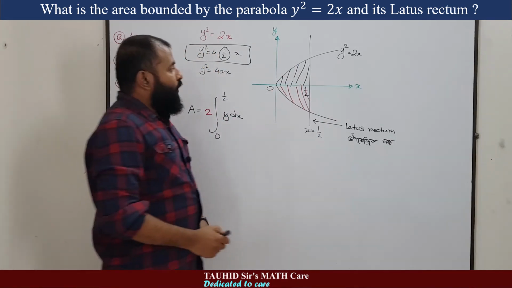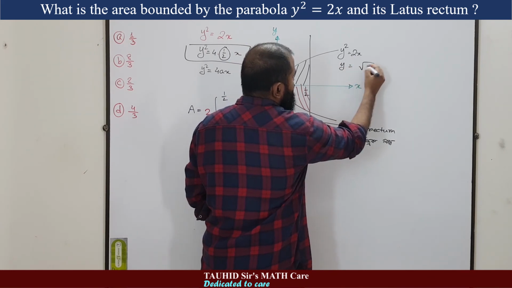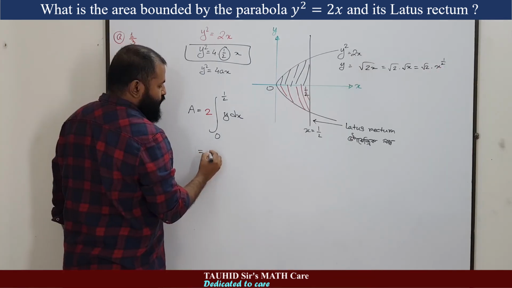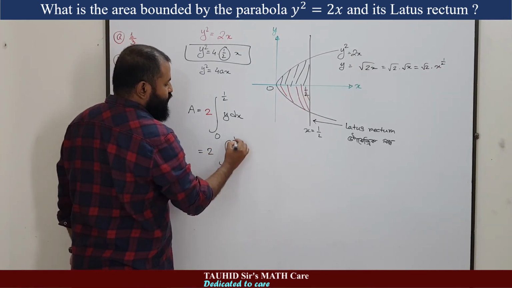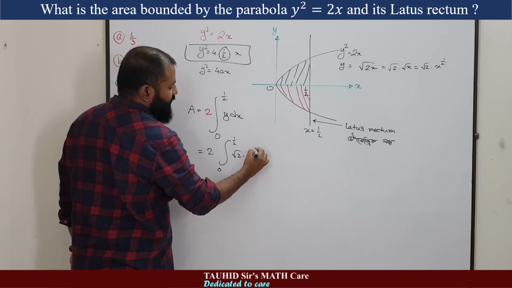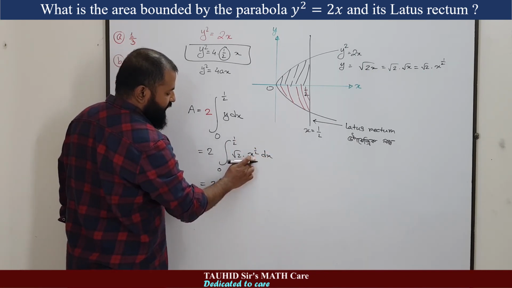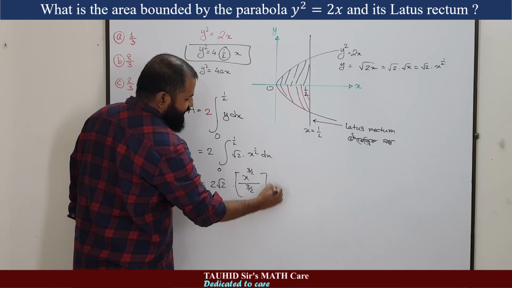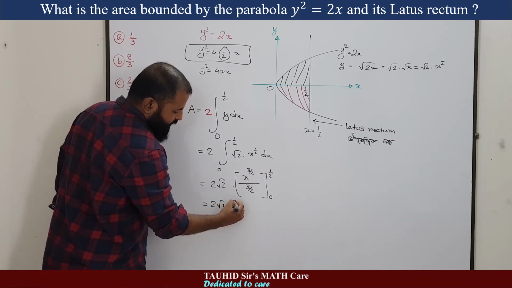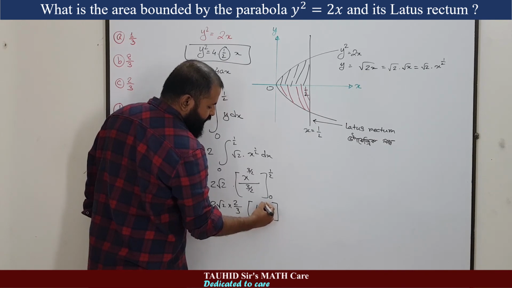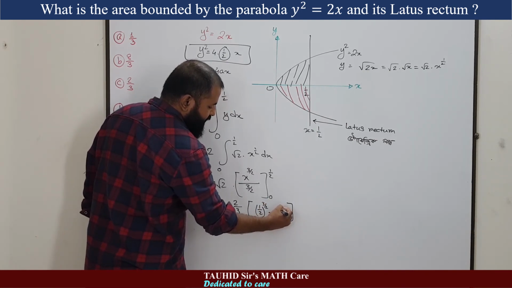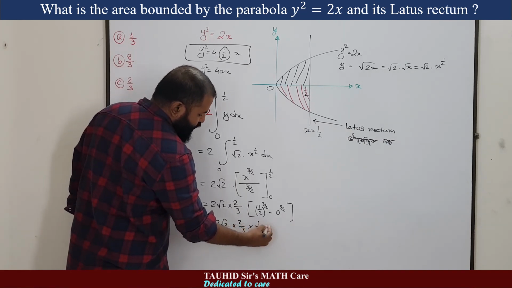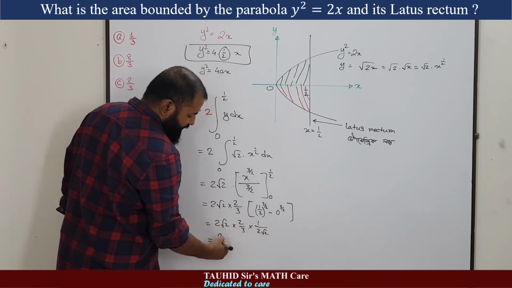Y square equal to 2x, that means y equal to root 2x equals to root 2 into root x, that means root 2 into x to the power half, equals to 2 integration of 0 to half root 2 into x to the power half dx. X to the power half, if we integrate this, we get x to the power 3 by 2 divided by 3 by 2, and limits are 0 to half, 2 root 2 multiplied by 2 by 3, half to the power 3 by 2 minus 0 to the power 3 by 2 equals to 2 root 2 into 2 by 3 multiplied by 1 by 2 root 2. The final answer is 2 by 3.